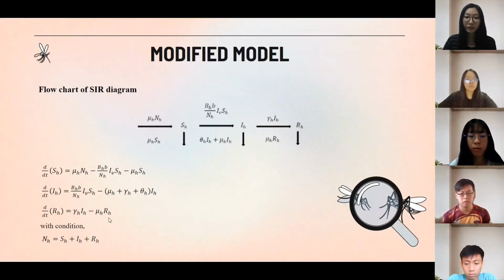Based on the article that we refer to, we modified the model by adding a new parameter, theta H, which represents the death rate caused by dengue itself. In the model, we applied the real data reported by the Ministry of Health KKM in Sarawak, Malaysia in 2010. Our modified SIR model and its flowchart are shown in the slide.